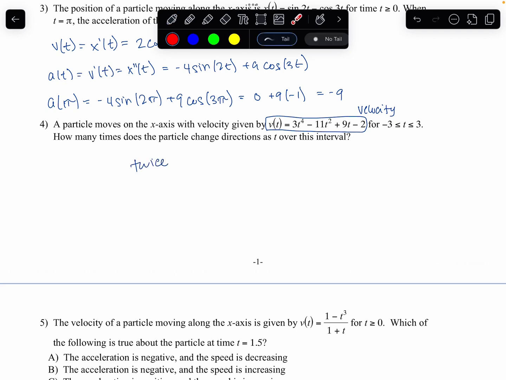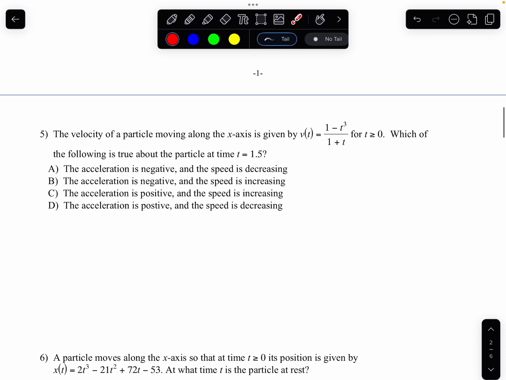The reason why is because there are 2 times where the velocity function changes from positive to negative or negative to positive on that interval right there. Okay, the velocity of a particle moving along the x-axis is given by this function right here. So again, we have a velocity curve for t greater than or equal to 0. Which of the following is true about the particle at time t equals 1.5? The acceleration is negative, speed is decreasing. The acceleration is negative or positive, speed is increasing or decreasing.